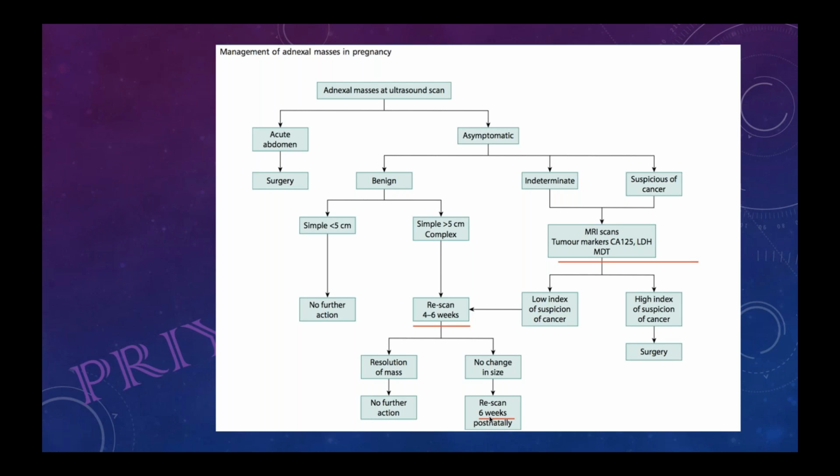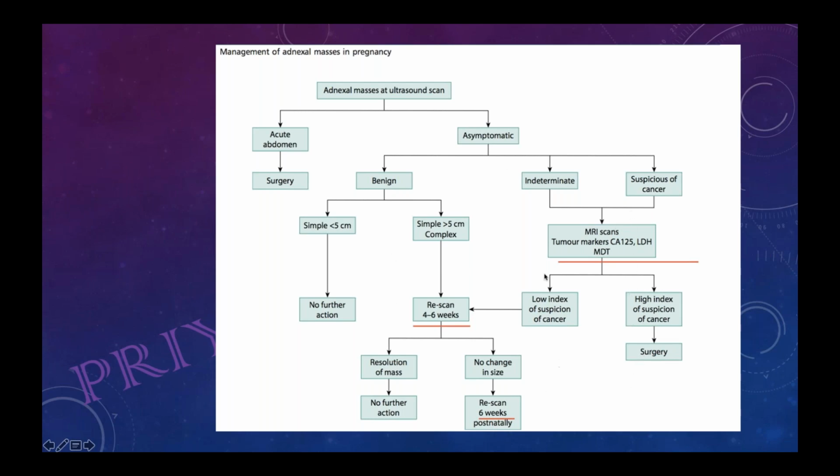On the other side, if there is suspicion of cancer, low or intermediate, then investigation will be done, because in pregnancy we can't leave it alone. Either we will be doing a tumor marker or an MRI scan. If we are not worried about cancer, we will see them again after 4 to 6 weeks, then postnatally at 6 weeks. High suspicion of cancer will go to surgery, onco MDT.